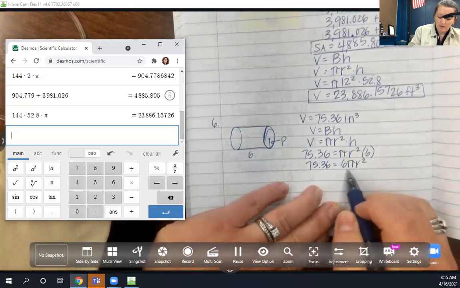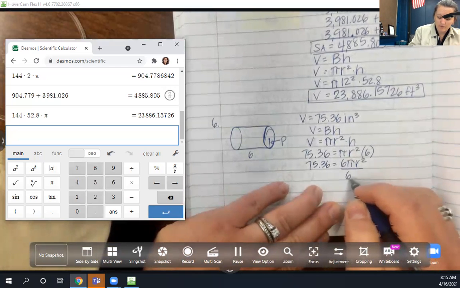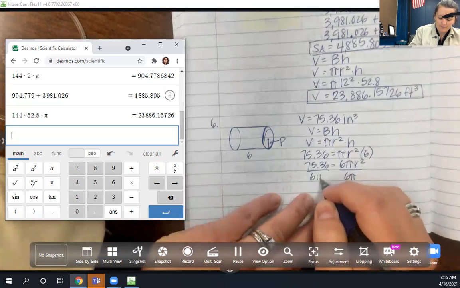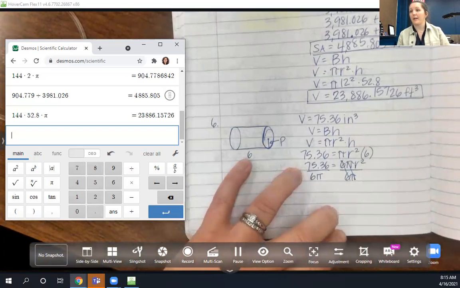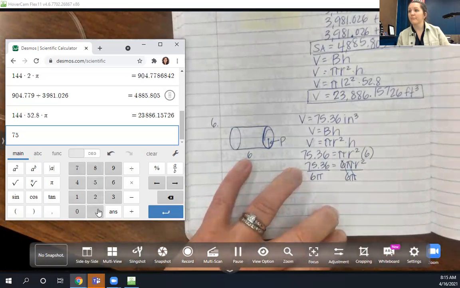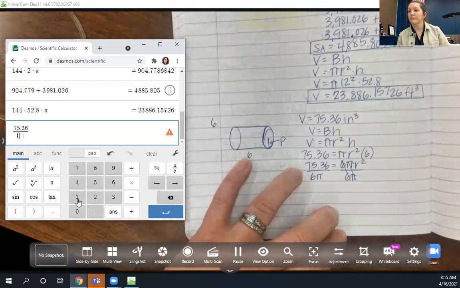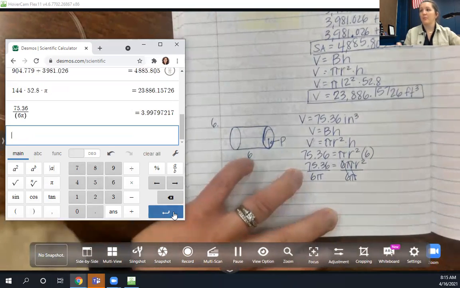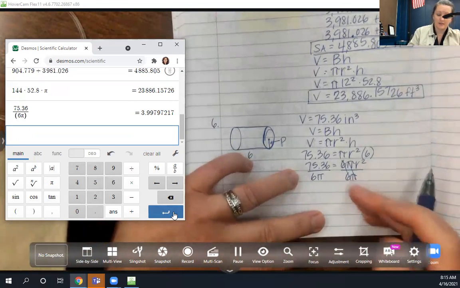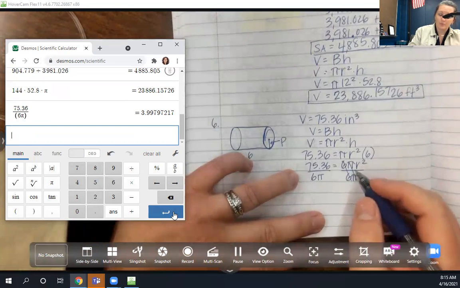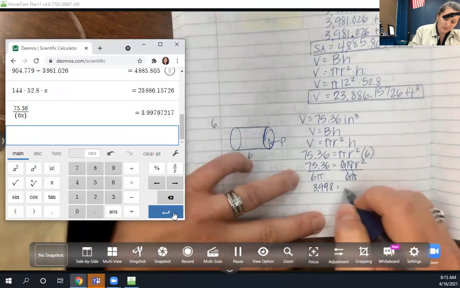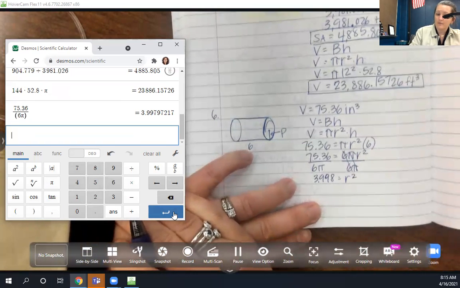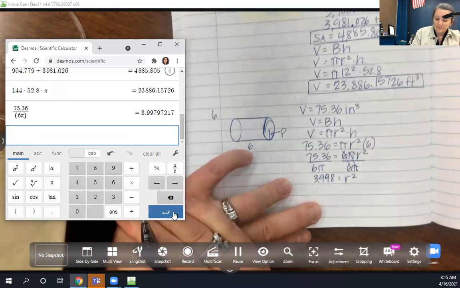Now, because I'm solving an equation, right, I want to get rid of that 6 and the pi. So I have 75.36 divided by 6 pi. Let's see. Let's leave it as 3.998. 3.998 equals radius squared. So here we go.